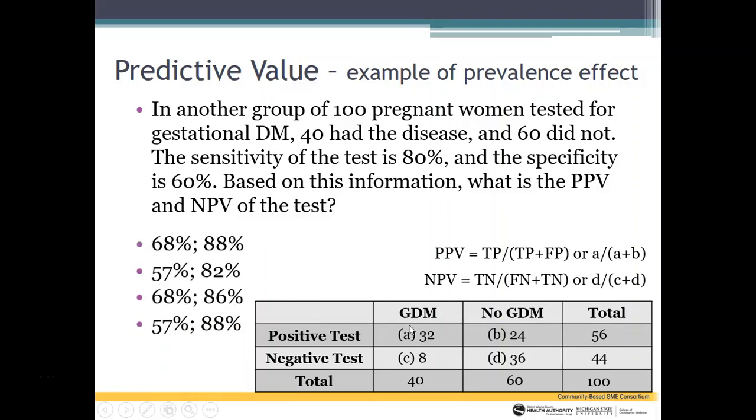So here we look for our positive predictive value. We have 32 positives over 56 total, and for our negative predictive value, we have 36 negatives over 44 total. So that works out to be 57% and 82%. So now you can see by doubling the prevalence, our positive predictive value increased and our negative predictive value decreased.